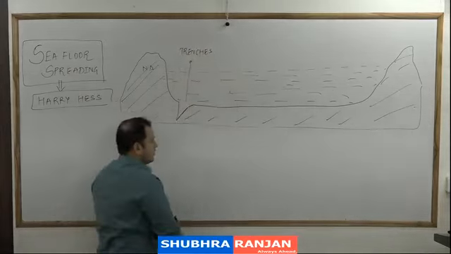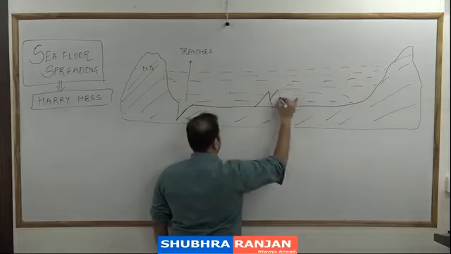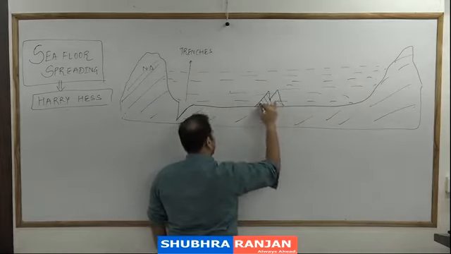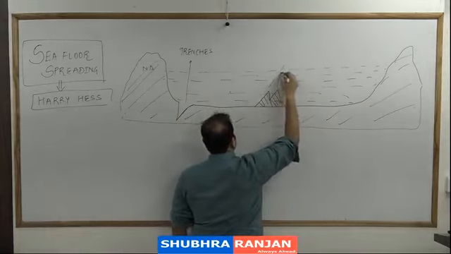Along the ocean floors, we find continuous mountains which are parallel to each other, and we will call them ridges.